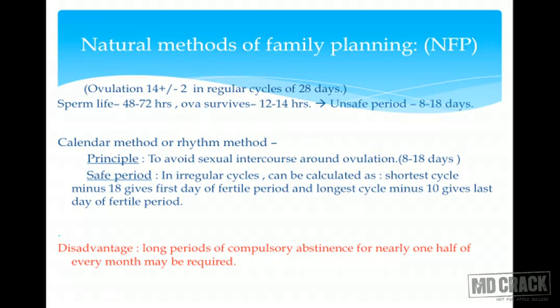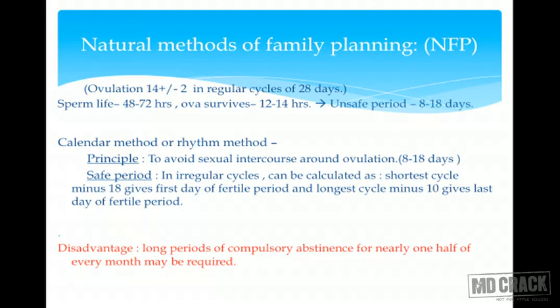We can give this guideline to a couple as the time, because the ovum lives for 24 hours and sperm can live for almost 48 to 72 hours. So deposition of sperm 3 days before ovulation, then ovulation, and 3 days later. But to be on the safer side, 7 days and 7 days from the 14th day is actually the fertile period. This is in case of a 28-day cycle. The calendar method is to avoid sexual intercourse around ovulation. The period is considered, as I said, from day 8 to 18 in a 28-day cycle.